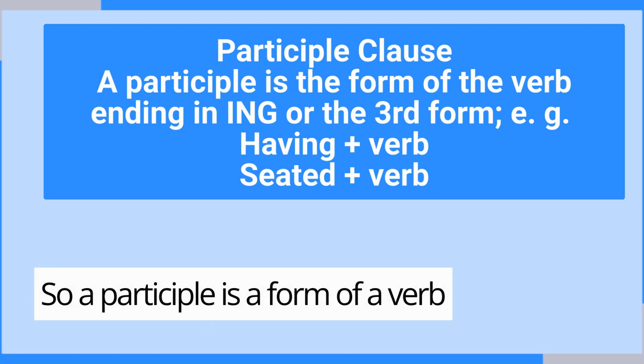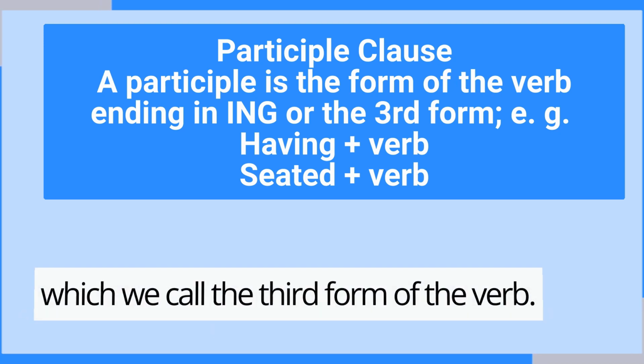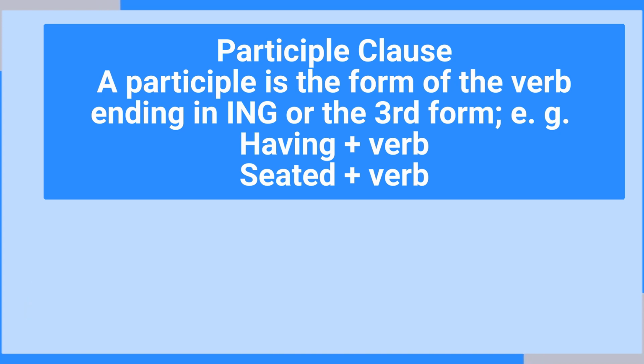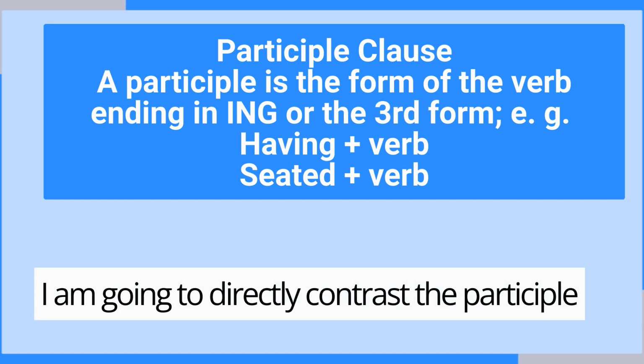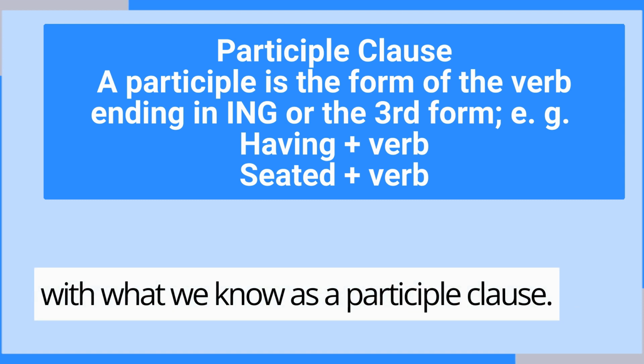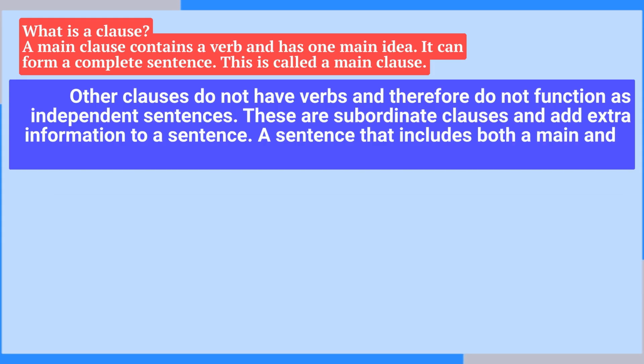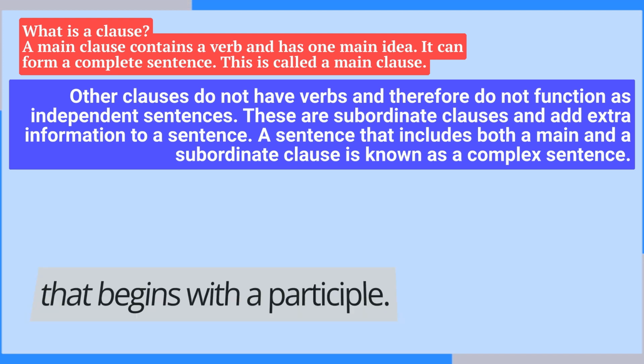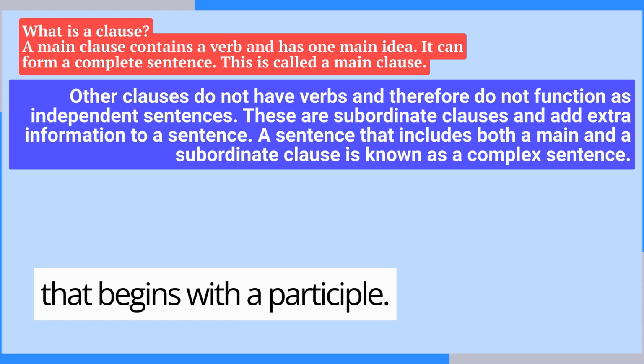So a participle is a form of a verb which we call the third form of the verb. Please have a look at the screen. I am going to directly contrast the participle with what we know as a participle clause. A participle clause is a clause that begins with a participle.